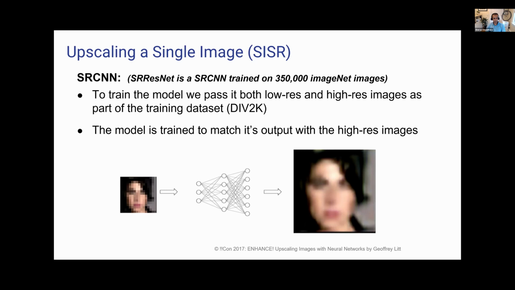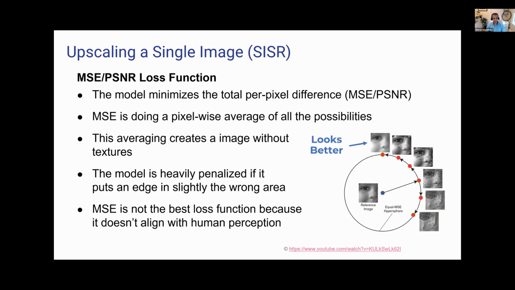And one of the main problems with using this method is that the loss function isn't great. What it's trying to do is, on a pixel by pixel basis, take the average of all the possibilities, which inherently will result in a very blurry image because it's averaging out all the different possibilities. So textures disappear. If the edge is in the wrong place, the model will be heavily penalized. So it basically blurs so that it isn't penalized for having a hard edge where there shouldn't be a hard edge. And mean square error just doesn't align with the way humans perceive images.